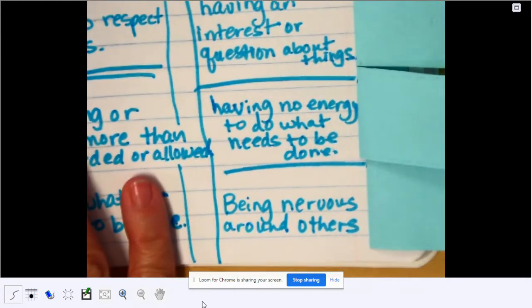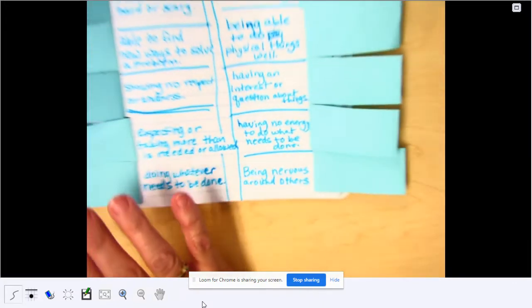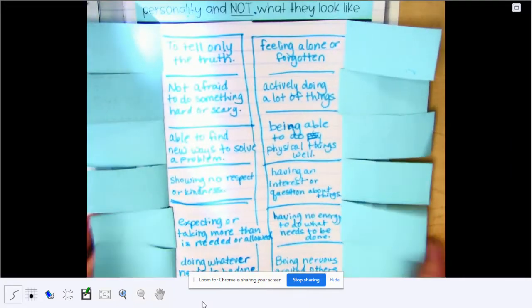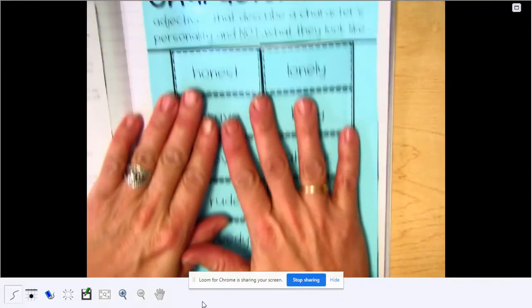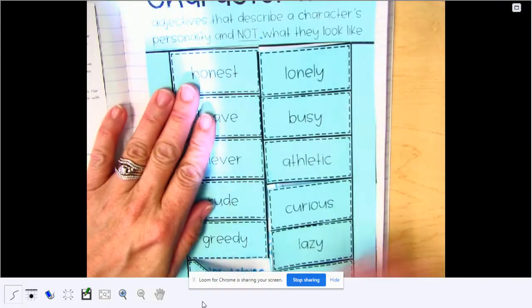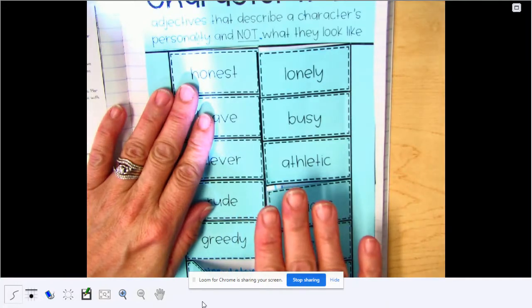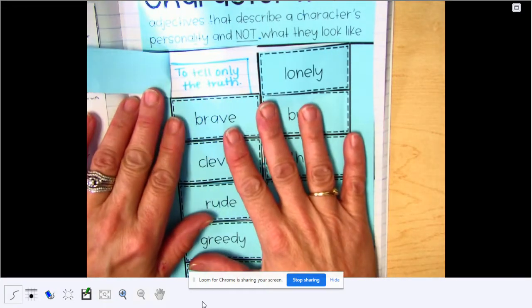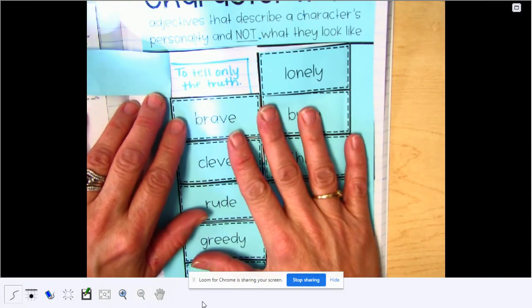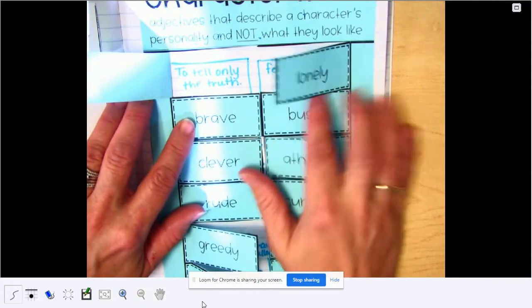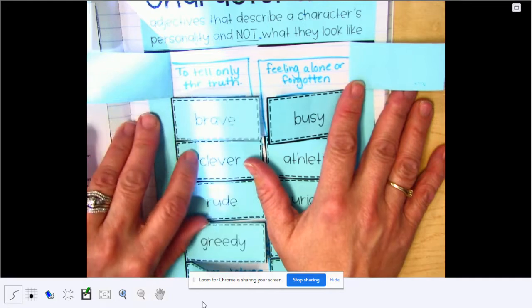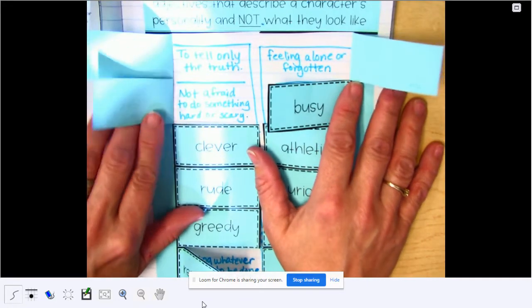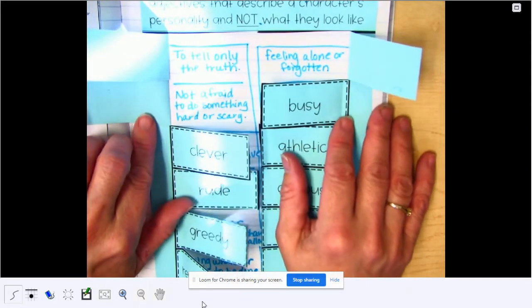All right, so let's go back. Okay, let's close all of our little windows. We're talking about character traits. So when we're writing a story, these are things that you need to think about for your characters. So one thing, maybe honest. Is there a character that tells only the truth? Is there someone that's lonely, someone who feels alone or feels forgotten? Could we write a story about someone who is brave, someone who's not afraid to do something hard or scary?